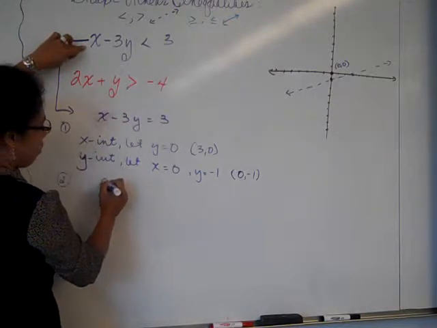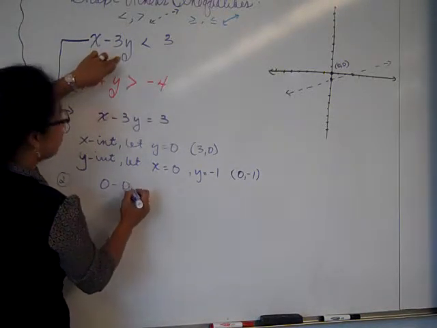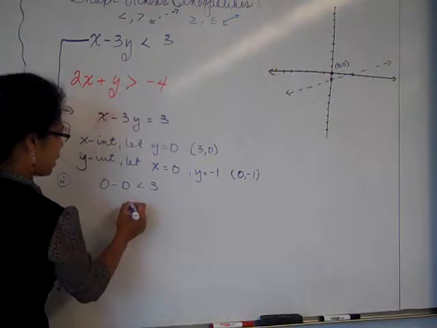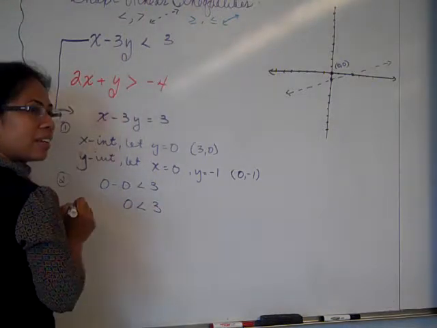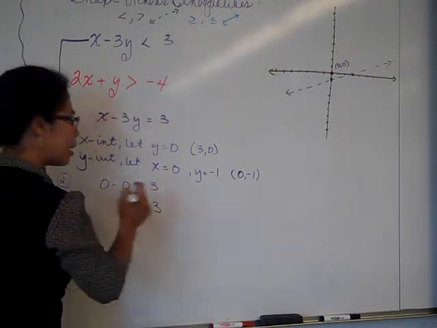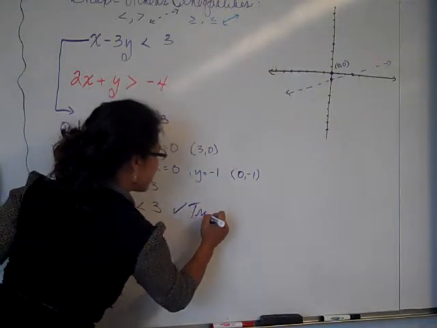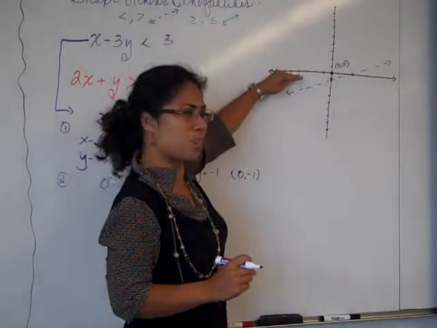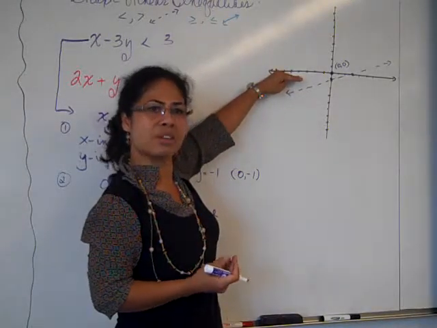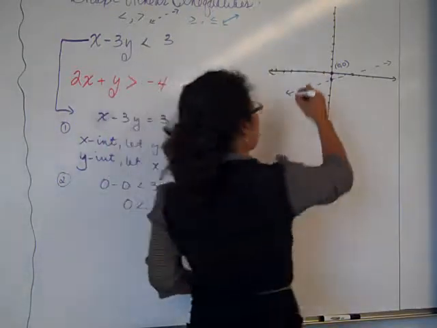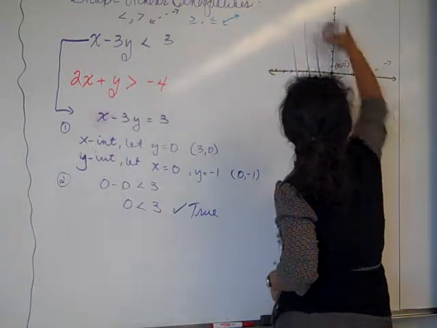So we have 0 minus 0, is that less than 3? Is 0 less than 3? Is it true? Yes, it is true. Because it is true, then the side that you pick is the correct side. The region that you pick is the correct region. So shade that region.